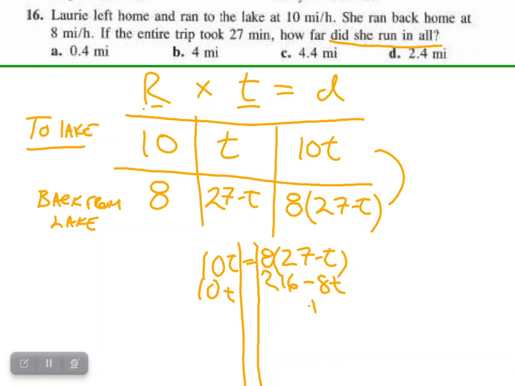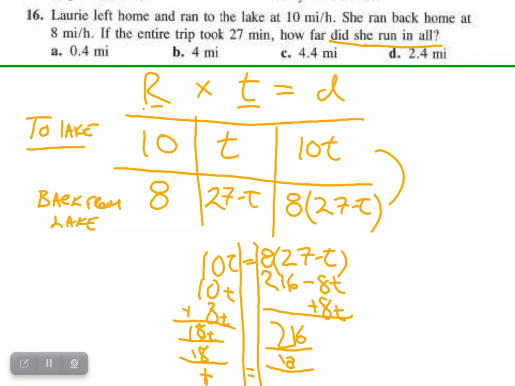So I added 8t here and added 8t here, which got me 18t. And then I had 216 over here. And then I divided both of these by 18, which got me t. And then 216 divided by 18 was 12. So I said that t was equal to 12.